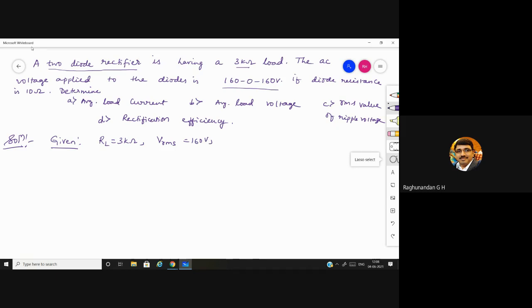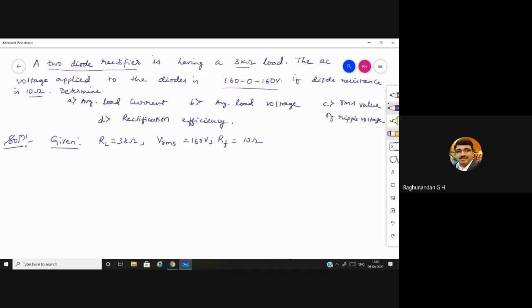After that, if diode resistance is 10 ohm, they have given the forward resistance of the diode, so let's take it as 10 ohm. Sometimes in the question they will not mention the forward resistance. When they don't mention, take it as 0. If they mention, take it as 10. The standard value is 10 ohm, but if they are not giving it, just ignore it. Here RF is equal to 10 ohm.